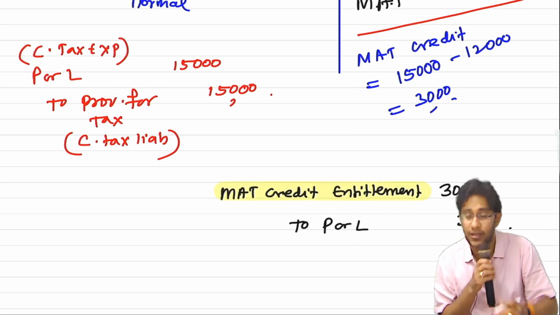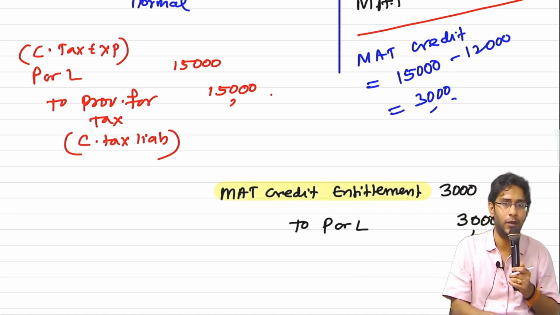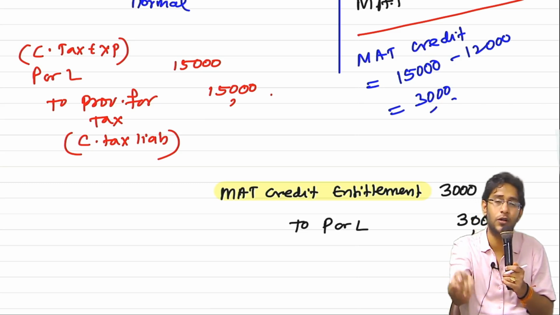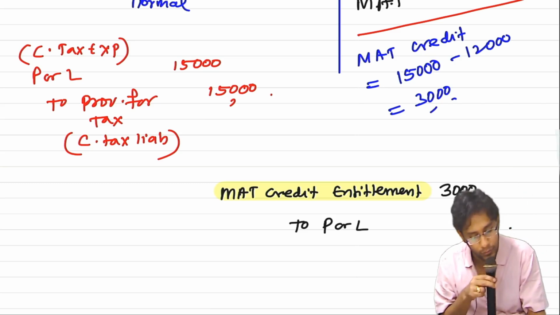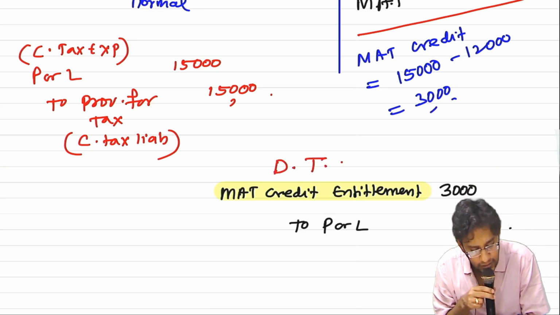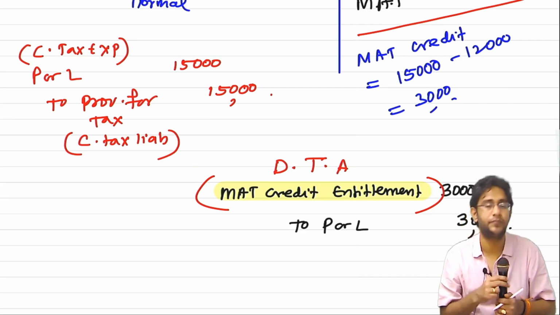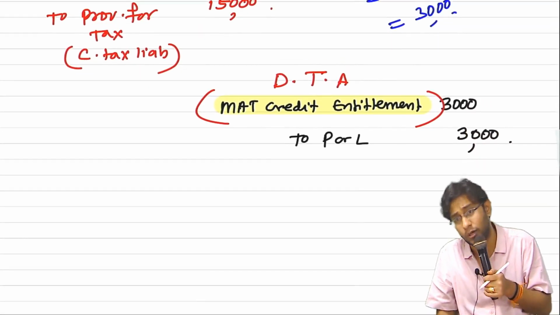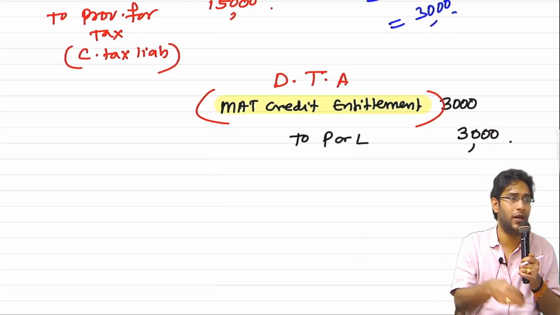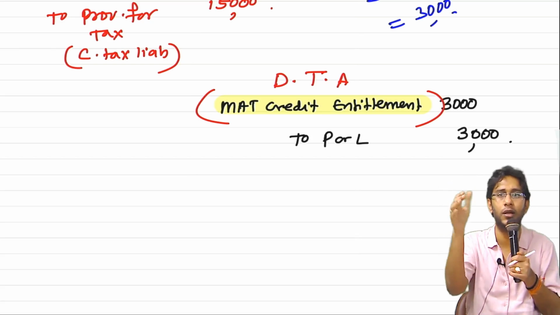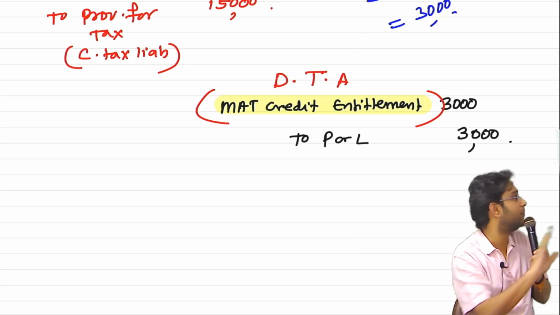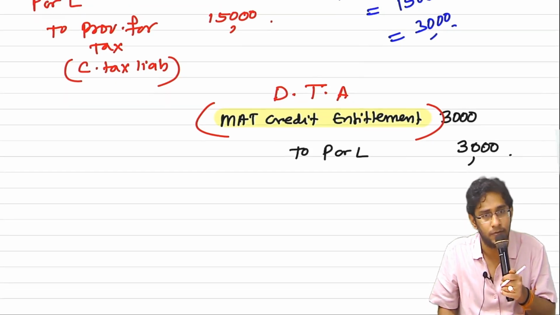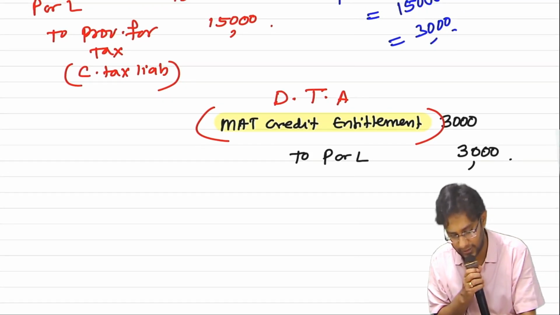Now, what our standard says is this MAT credit entitlement is also a kind of future tax benefit, which is coming because you paid higher tax in the current year. So you can describe this also as a deferred tax asset, because how will you get DTA? Because you pay higher tax in the current year, in a subsequent year you will get tax savings. It is also something similar. So MAT credit entitlement also will be described as a deferred tax asset. Clear?